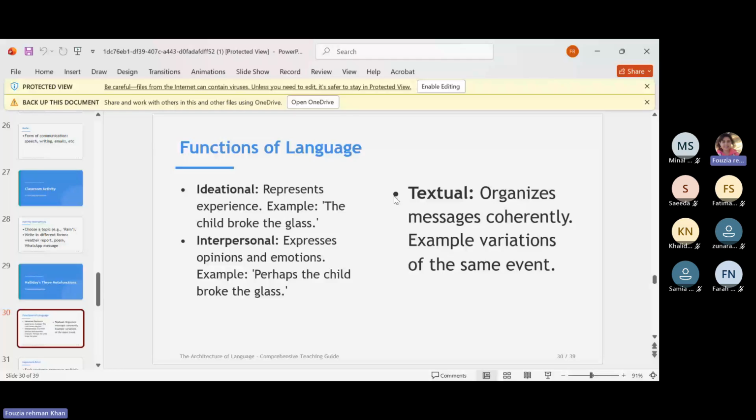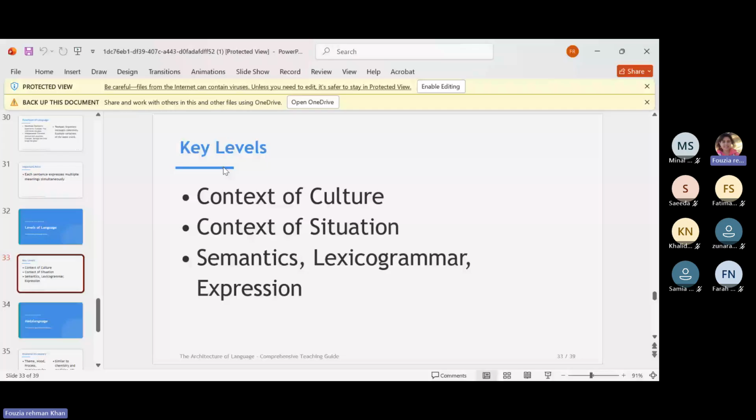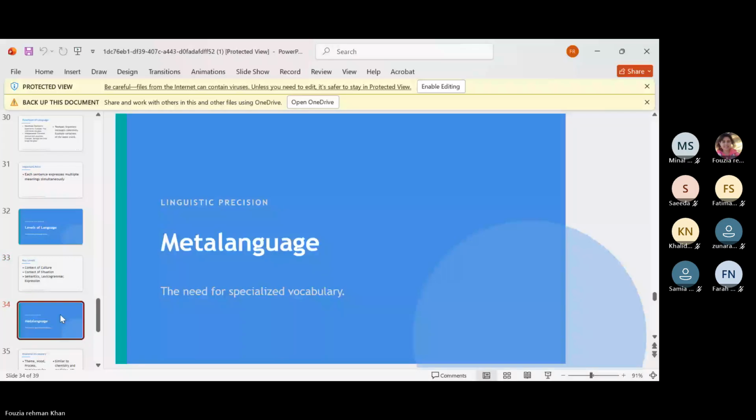We'll be talking about levels of the language that we have already done. We know about the context of culture, right? We know about the context of situation. These are basically the levels of language. Okay, these are the kinds of context, but these are some of the levels of language: semantics, lexicogrammar, expressions, but there are 7 levels. We are going to have a separate class on the 7 levels. This is just from this chapter, not elaborated here, right?